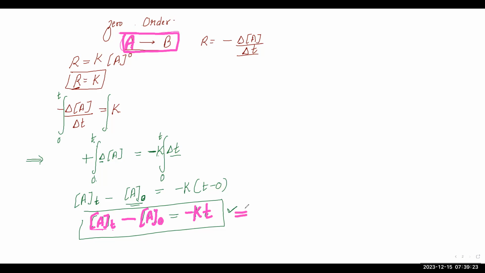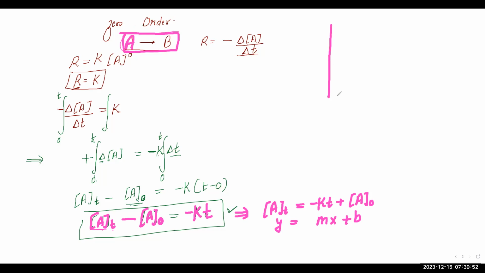So you can rearrange this equation. A T is minus K T plus A naught, right? I can rearrange like this. But what is this equation? Don't you think it represents a straight line? It represents a straight line.